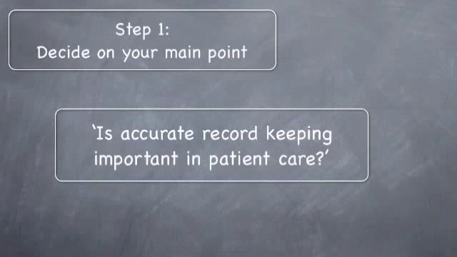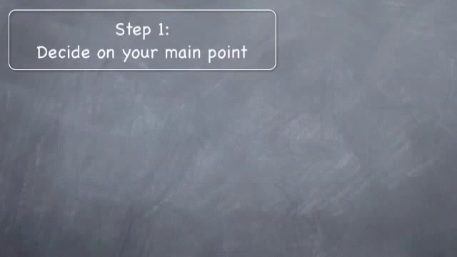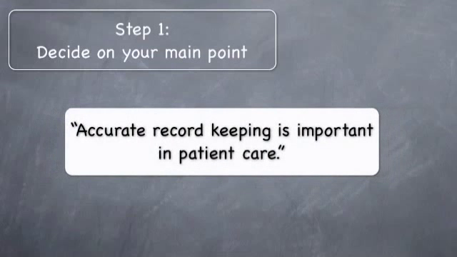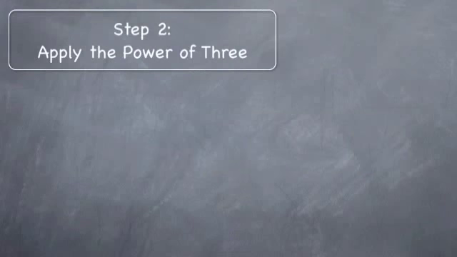Now, this is step 1. So we decided, and we're going to turn it into a statement. So we turn a question into a statement. Step 1, right? We turn the question, is accurate record keeping important, into the statement that accurate record keeping is important in patient care. That's it. So now we have our main point. Very good.